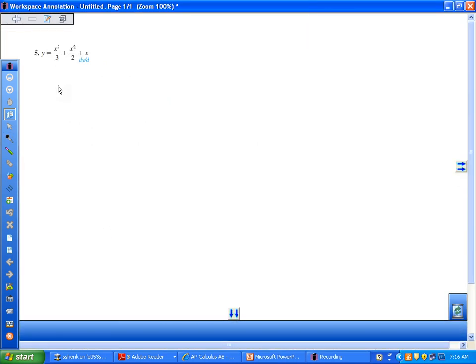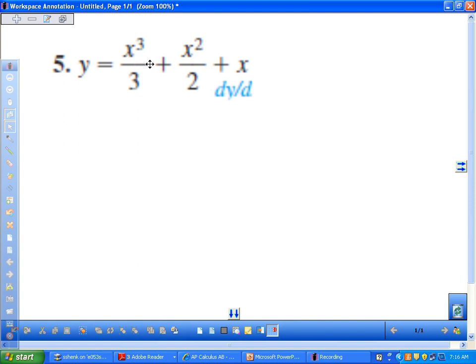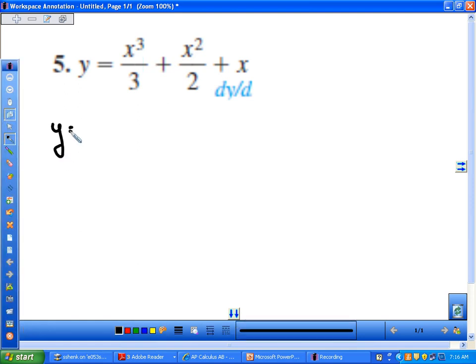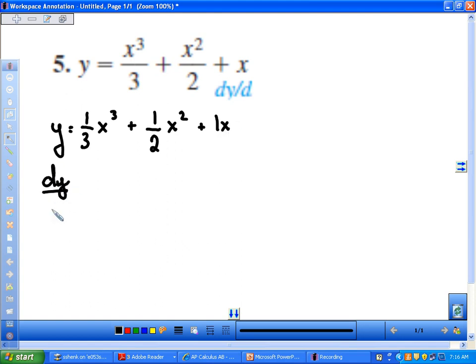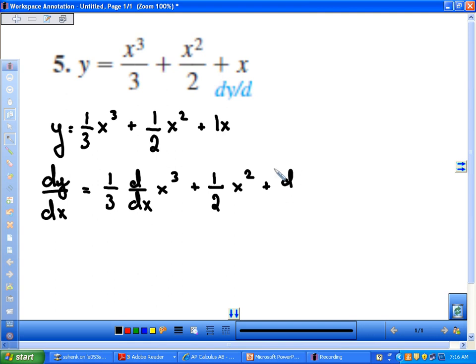So in number 5, we've got basically powers of x. And if it helps you in number 5, let's rewrite this as y equals x to the third divided by 3, which would be the same as multiplying x cubed by what coefficient? Yeah, 1/3. 1/3 of x cubed plus how many times of x squared? 1/2. 1/2 of x squared plus 1x. So dy dx, using our constant and our sum and difference rule, would be equal to 1/3 times the derivative of x cubed plus 1/2 times the derivative of x squared plus the derivative of x.